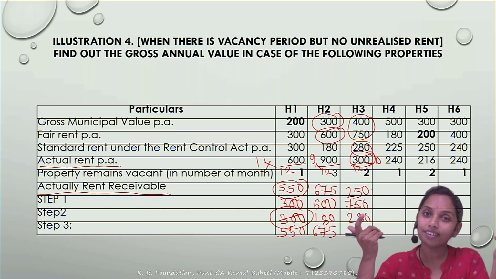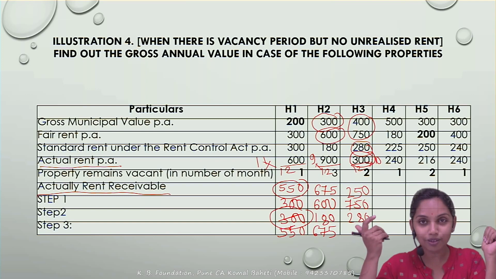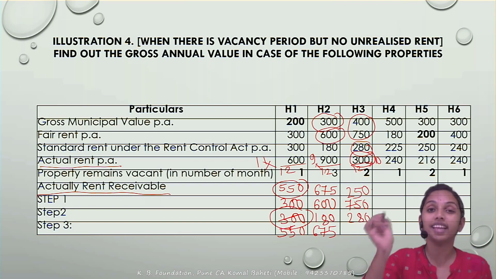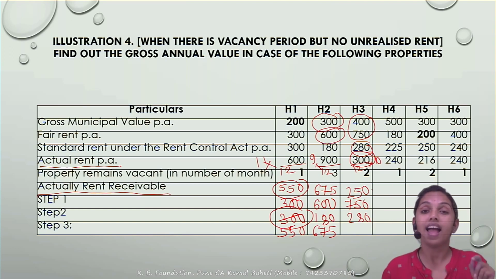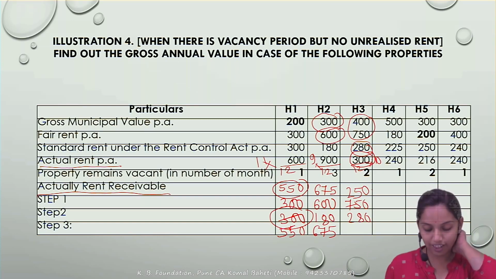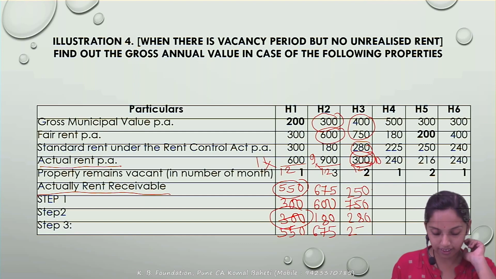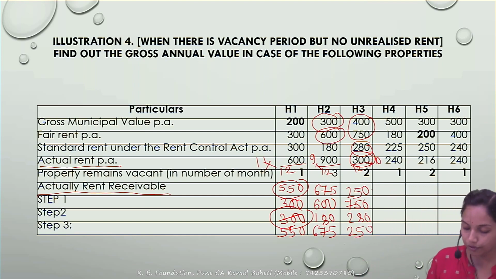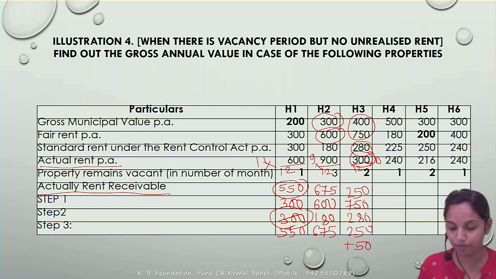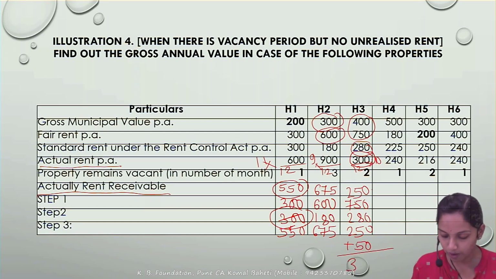How much is the actual rent? 300? No, 300 is the actual rent for a year. I am talking about actual rent receivable. How much is the actual rent receivable? 250. Correct. So 250 plus vacancy loss. How much was the vacancy loss? 50. Correct. So how much is it? 300. That is more than the reasonable expected rent. How much is yours? 280. Correct.